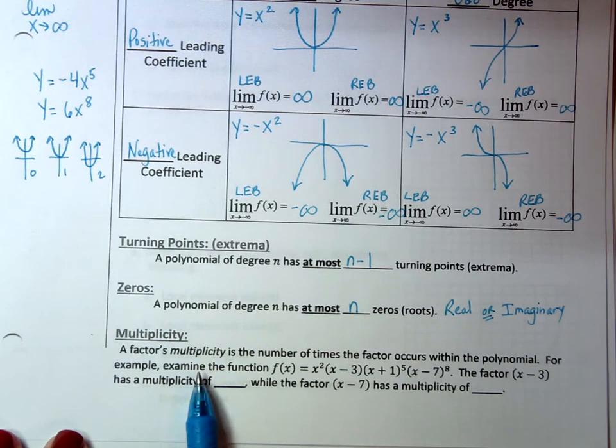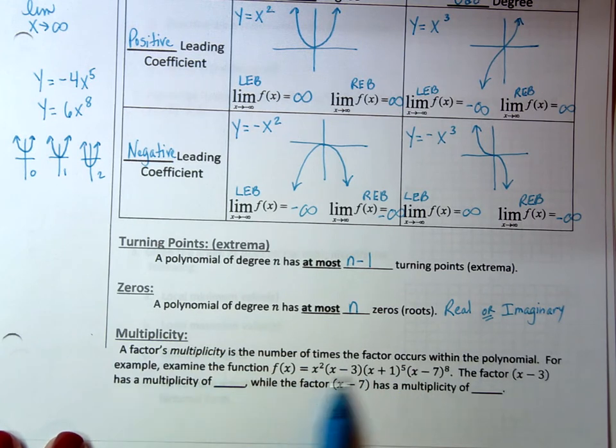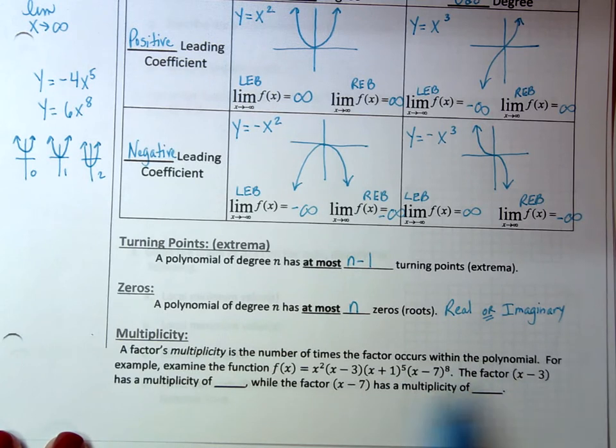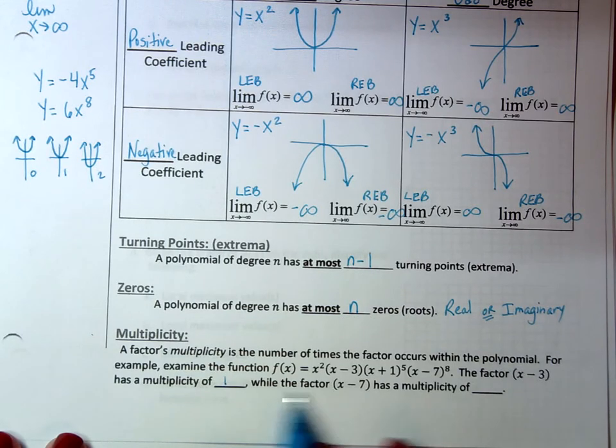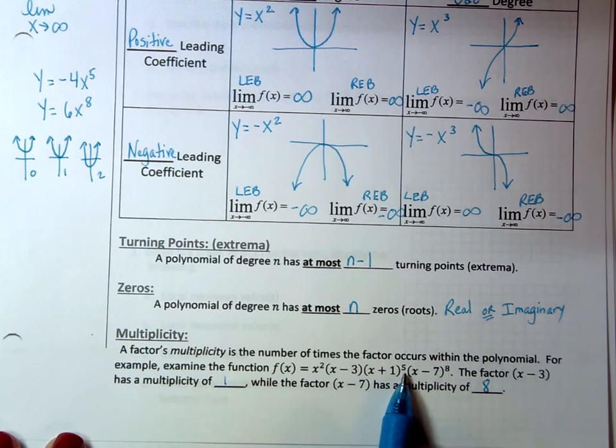And then this multiplicity thing's kind of cool. A factor's multiplicity is the number of times the factor occurs within the polynomial. For example, examine this function. The factor x minus 3, that's this guy. How many times does it occur? You don't have any power on that, so it occurs once, has a multiplicity of 1. While the factor x minus 7 has a multiplicity of 8. It occurs 8 times. That's the power on that guy. This x plus 1, he would occur 5 times.